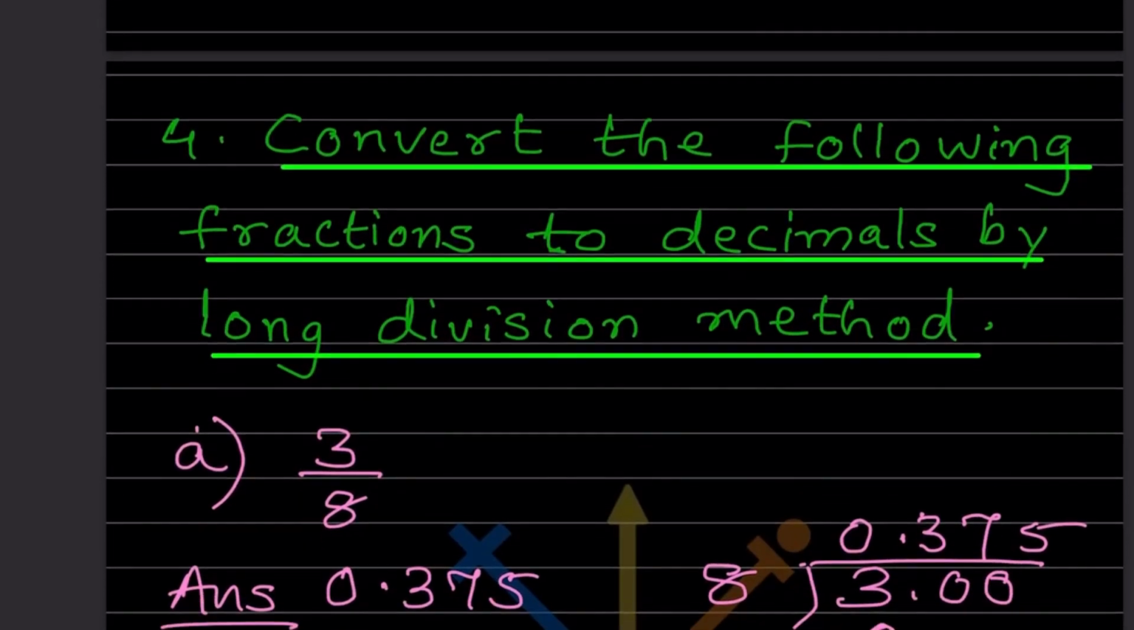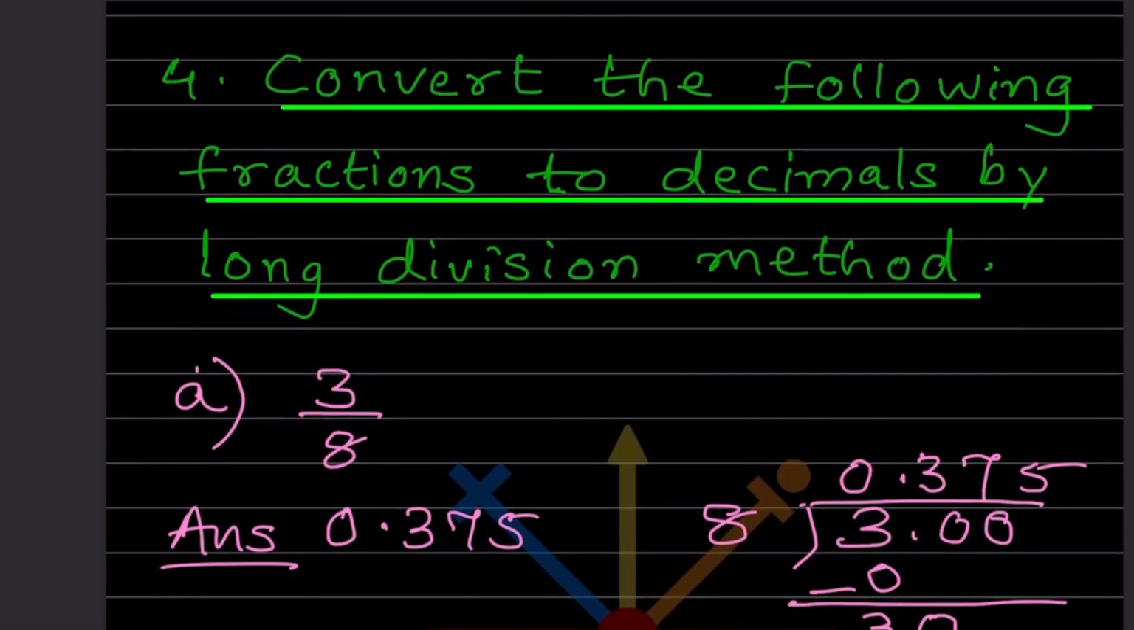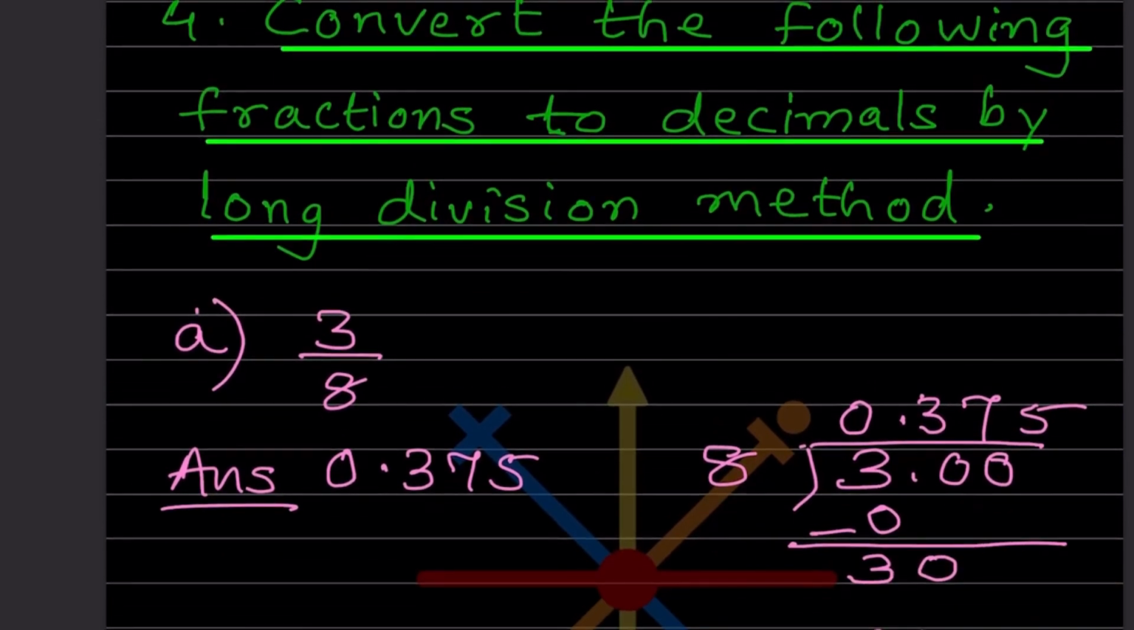Now convert the following fractions to decimal by long division method. Now see here, long division method means, now see here, this is 3 by 8. Whenever this is 3 by 8, this sign says that 3 is divided by 8. So now what happens here, you can see the dividend is smaller than the divisor. So what did I do here? I put here 3.00 because we have seen any number of 0s after the decimal doesn't change the value. So I put here 3.00.